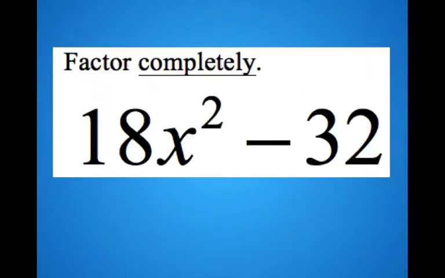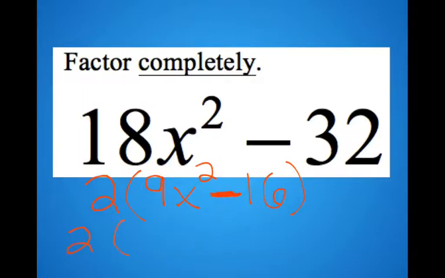Okay, factor completely. This one is a difference of squares, but it's hard to tell right off the bat. So first thing you always do is take out the GCF, so think about it for a little bit. Eventually you should come up with 2 as the only thing that goes into both of those terms evenly. So that would leave you with 9x squared minus 16. Now all of a sudden it's revealed that it becomes a difference of 2 perfect squares.